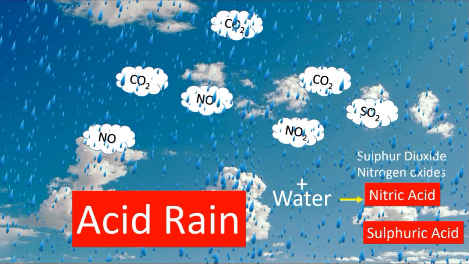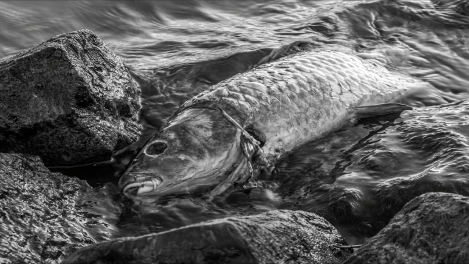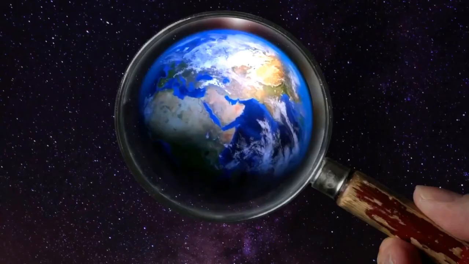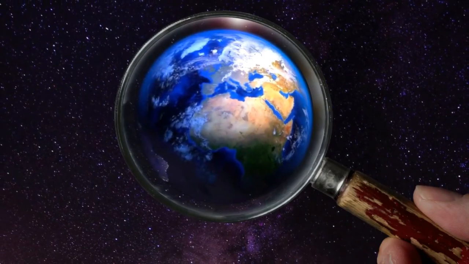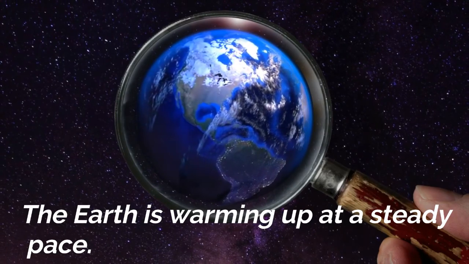And this acid rain is not like rain where only carbonic acid falls on the ground. Carbonic acid is a very mild acid, whereas nitric acid and sulfuric acid are 1,000 times stronger, and they have their own effect on living organisms, on marine life. What can we do then? If this continues, what is going to happen to the earth? The earth is warming up at a steady pace.